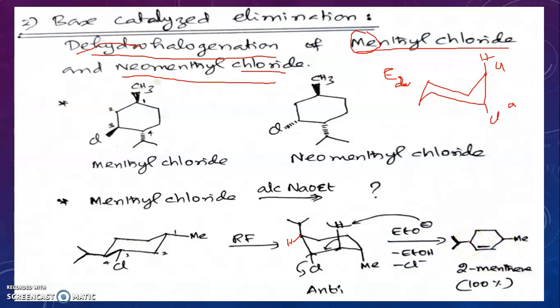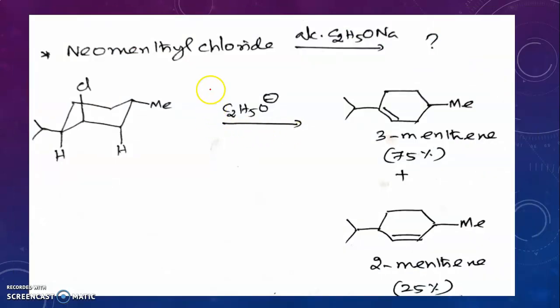Now I'll take this isomer, neomenthyl chloride. In neomenthyl chloride, see, the methyl group and the isopropyl group are trans, right? And the chlorine atom and isopropyl group are cis. So what is the chair conformation for this? Yeah, so this is the chair conformation. See, carbon 1 and carbon 4 have a trans relation, so the two groups should be equatorial. And isopropyl and chlorine are cis, correct?